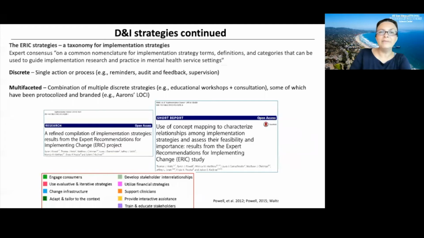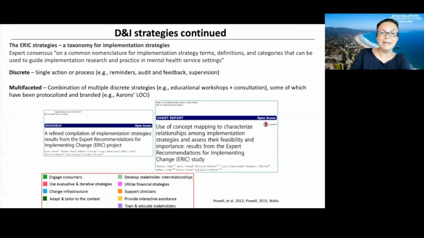Powell and colleagues developed a broadly used taxonomy of implementation strategies, often referred to as the ERIC strategies. The ERIC strategies provide an expert consensus on a common nomenclature for implementation strategy terms, definitions, and categories that can be used to guide implementation research and practice. They distinguish between discrete and multifaceted implementation strategies. Discrete strategies include single actions or processes, including reminders or audit and feedback or supervision.